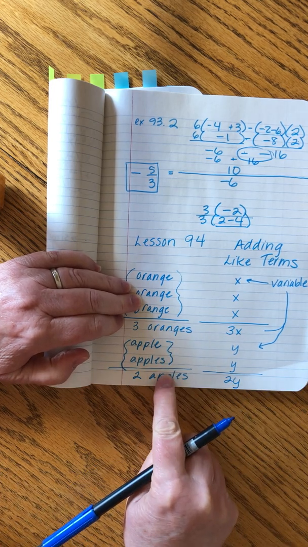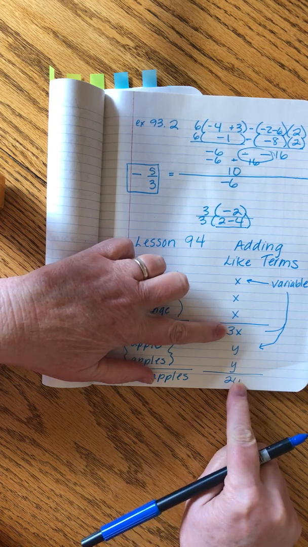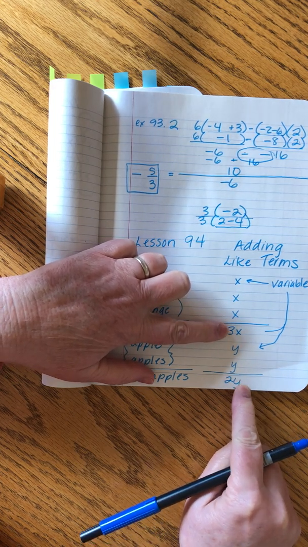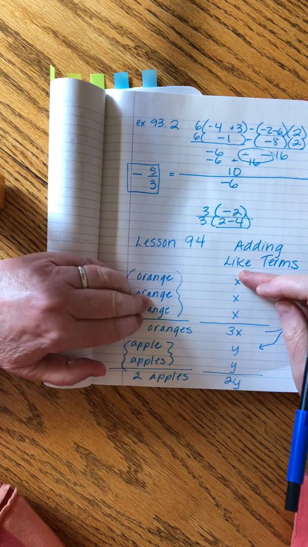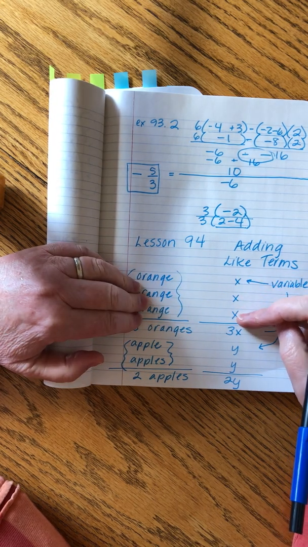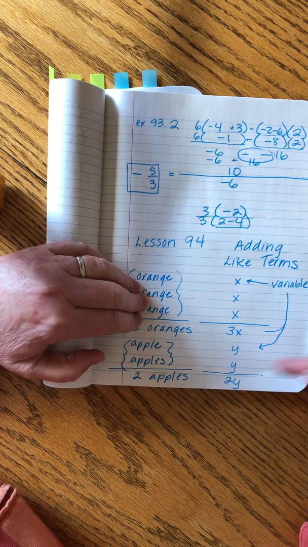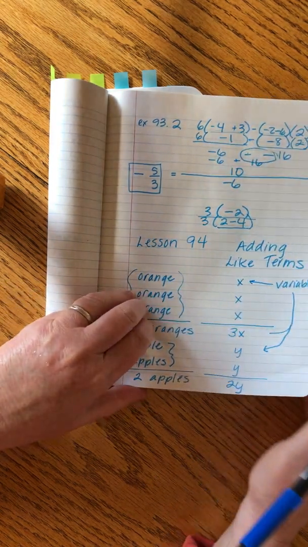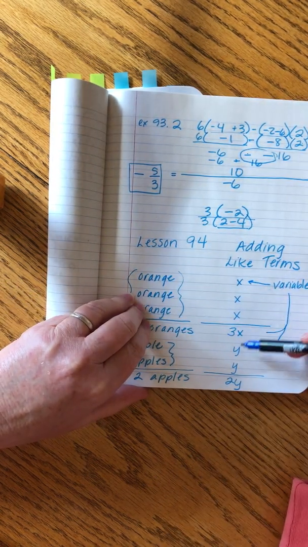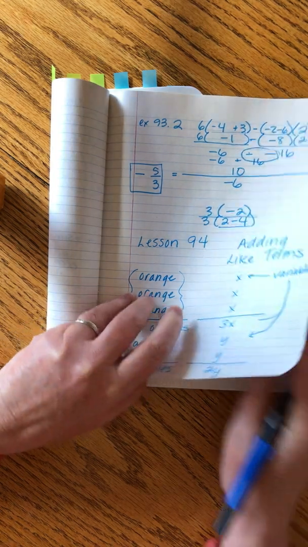And just like we wouldn't add the oranges and the apples together because they're different, we don't add unmatching variables together. An x and a y are 2 different things, and we don't add them together. However, we can add together anything that's an x, and we can add together anything that's a y. So that's the basic rule for adding like terms. We say they're like terms if they match. These are like terms. These are like terms. These are not like terms.